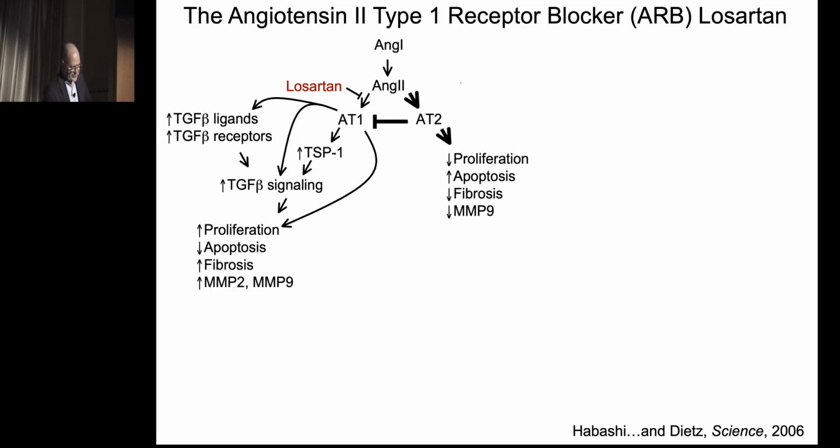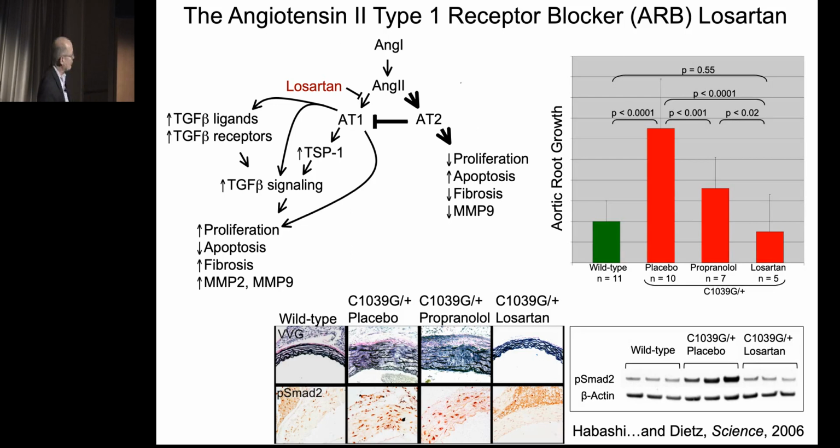In experiments that I won't have time to share today, we were able to prove that concept. But initially, we went on to do a controlled study of losartan in our mouse model of Marfan syndrome with a focus on aortic root aneurysm. As you can see, placebo-treated Marfan mice show very rapid aortic root growth.